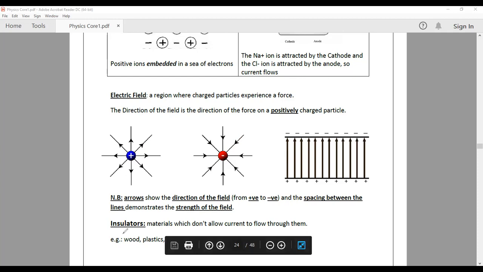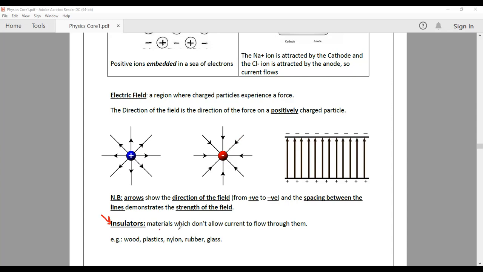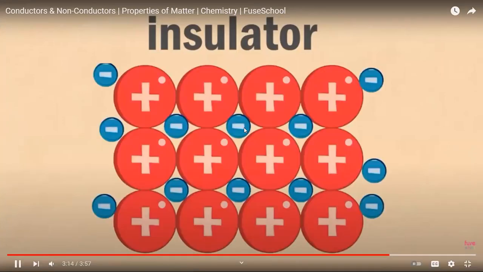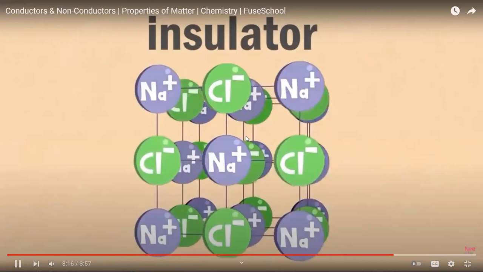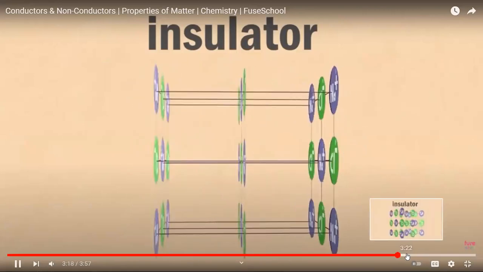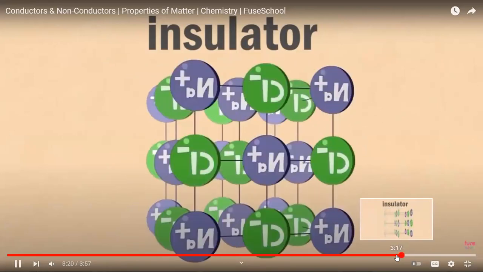Then we talk about insulators. What are insulators? Those are materials that do not allow current to flow through them. Examples: wood, plastic, nylon, rubber, glass. And now you can see the insulator. This is how the insulator looks.